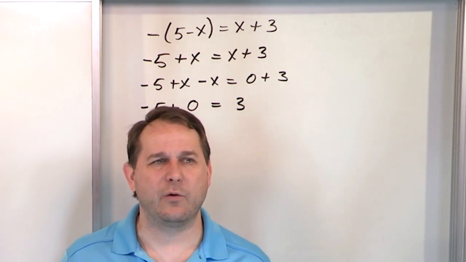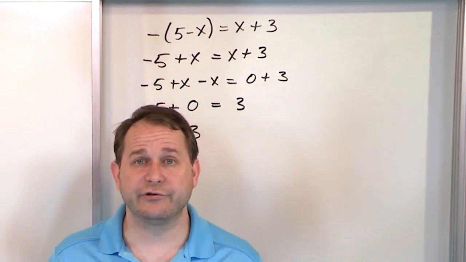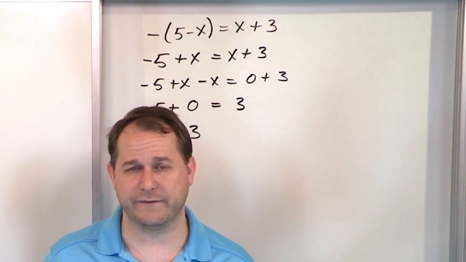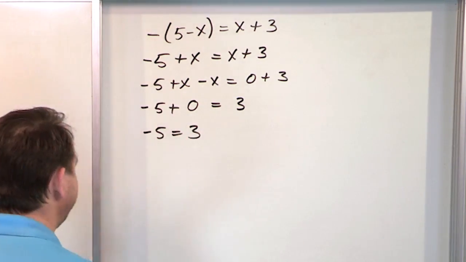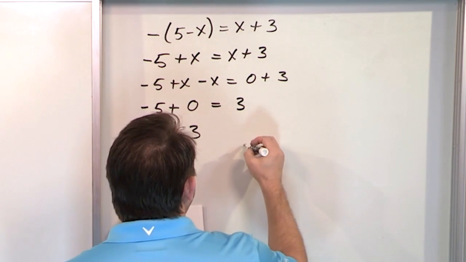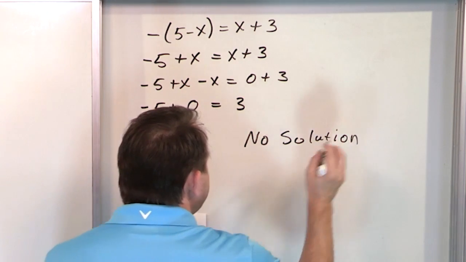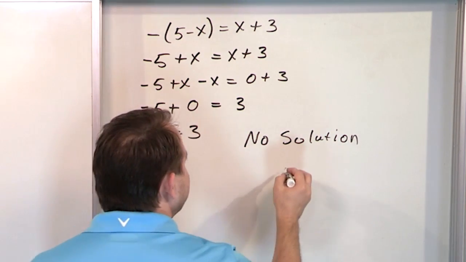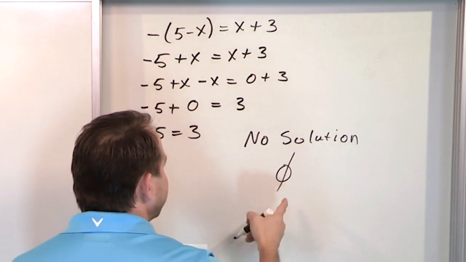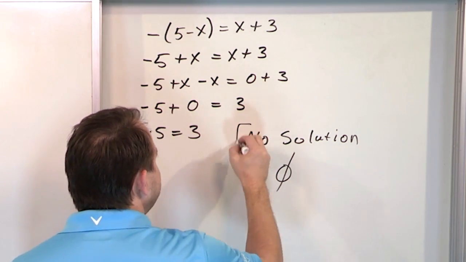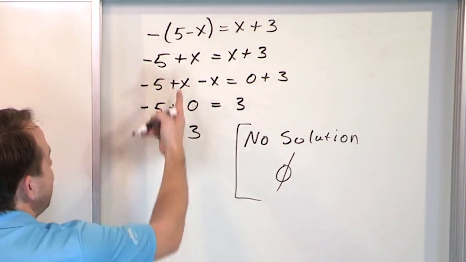What this means is this equation is nonsense. There's no solution to this equation. There is no value of x that makes this happen, right? So what you put on your paper is no solution. Another way you might see it in your book or your teacher might put is a 0 with a slash through it. This means empty set. It means there are no values of x that make this work.